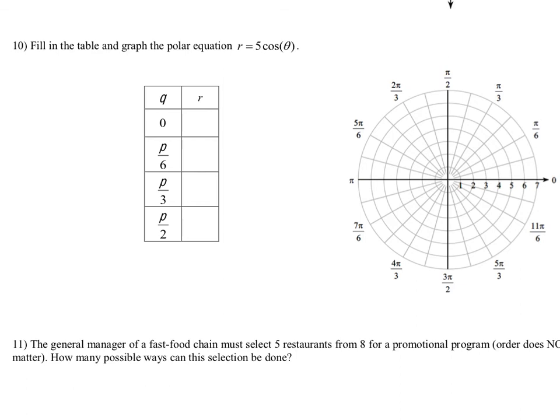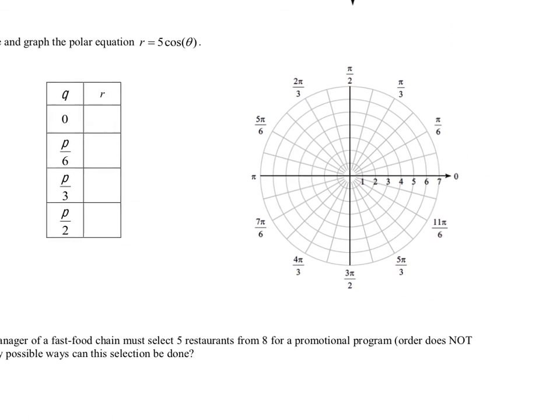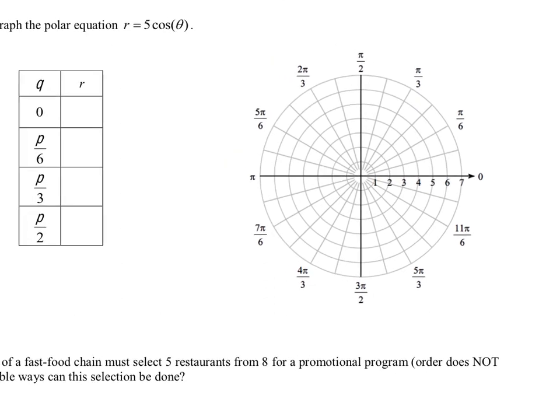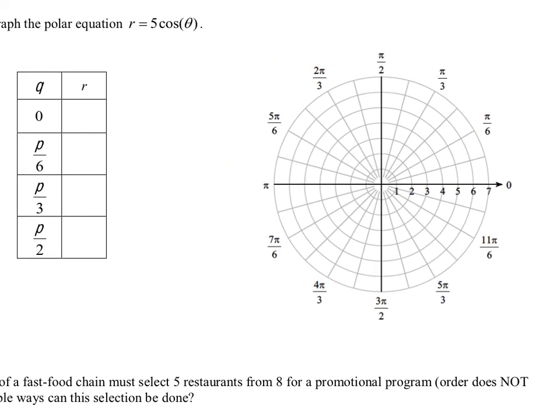I'm going to move this graph over a little bit so we can see it better. And I'm going to expand it a little bit. But our polar equation is r equals 5 cosine theta. And you should recognize that that is a circle. So I'm going to make this graph just a little bit bigger, and then I'm going to go ahead and fill in the table and draw the circle so you can see how it's graphed.